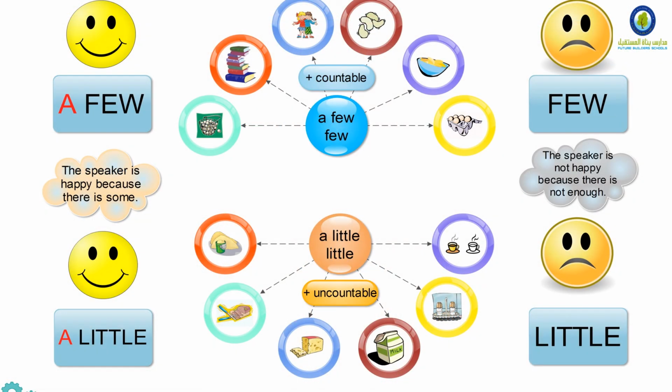This is a summary for you also. Here we have a few and few, and at the bottom of the page you have a little and little. A few, a little, the speaker is happy because there is some. So a few, a little, it means enough. But few and little, the speaker is not happy because there is not enough. So few, little, you have sad faces because it's not enough. But a few, a little, you have happy faces because they are enough. And here in the middle, you have few and a few for countable, little and a little for uncountable, as you can see.